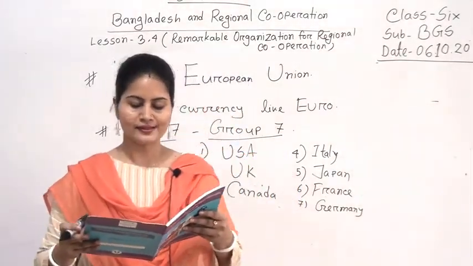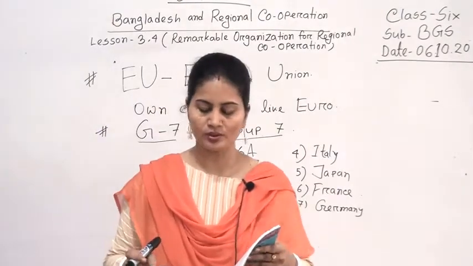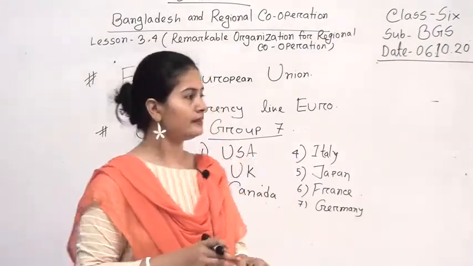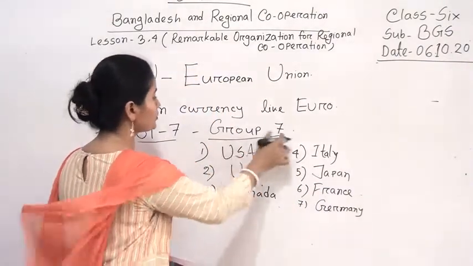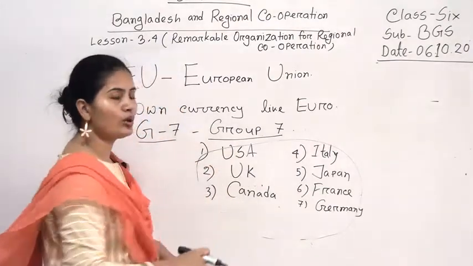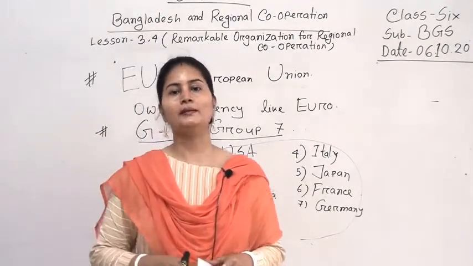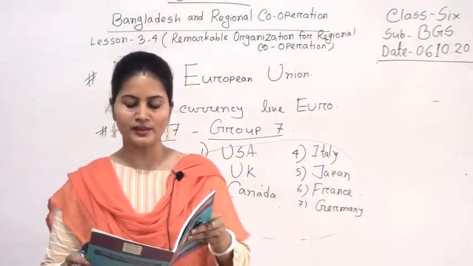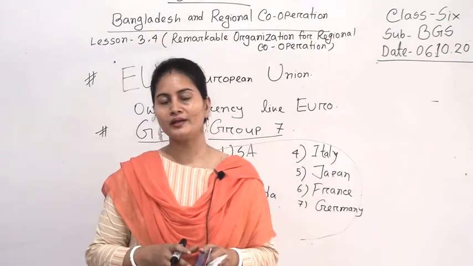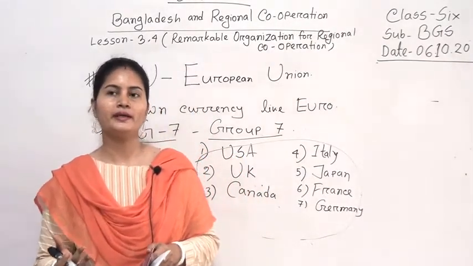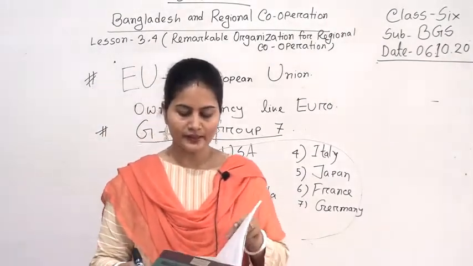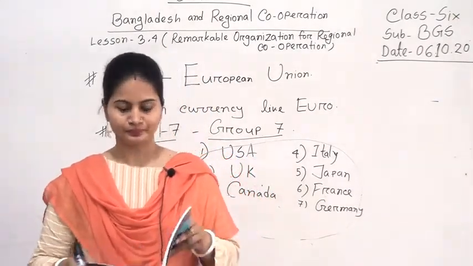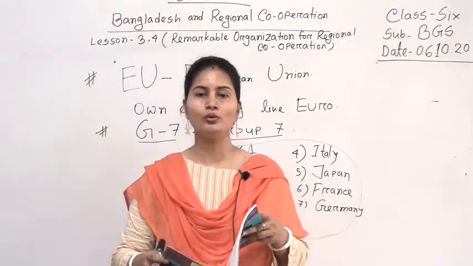This group not only extends cooperation among the members but also considers extending help and support to developing countries like our country Bangladesh. Besides, G7 also discusses the world's important issues like global warming, climate change, etc. It also discusses making the world free from poverty, illiteracy, and poor health, and decides its own strategies.